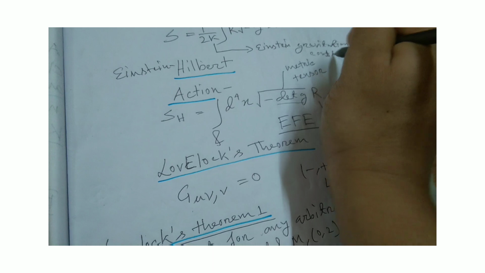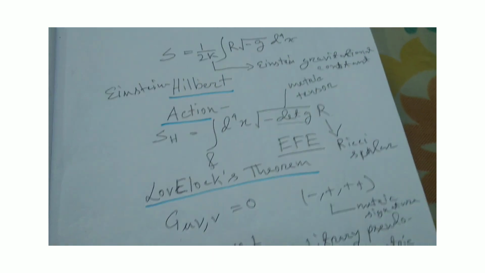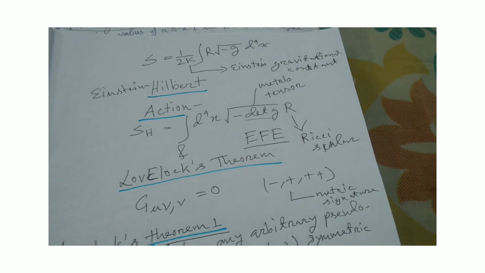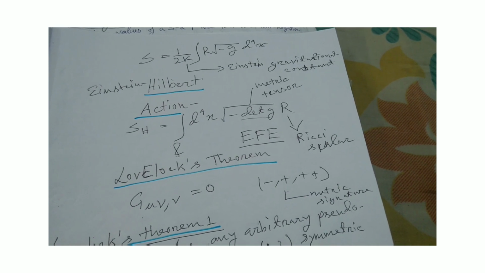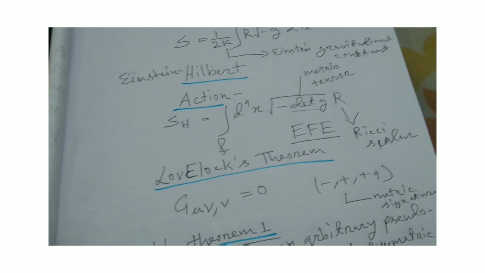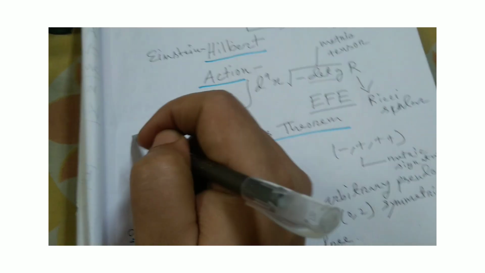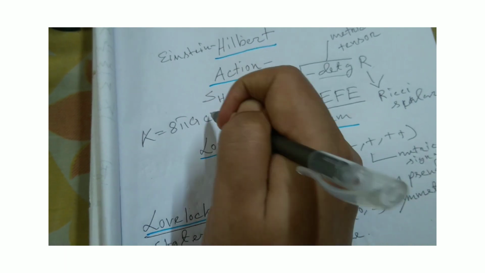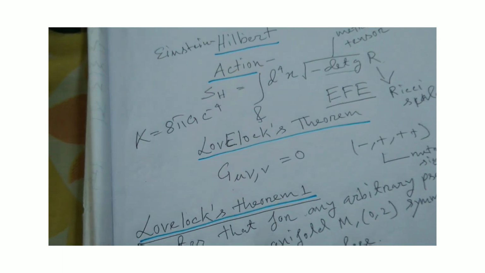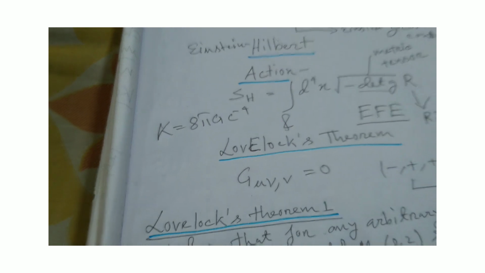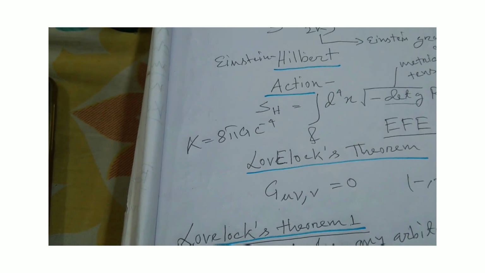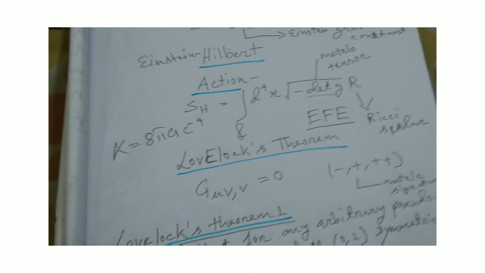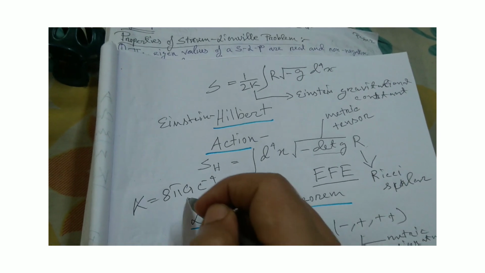Friends, I have already published on the Einstein field equations and discussed what the Einstein field equation is. Now I discuss the Einstein gravitational constant k. This k is equal to 8 pi G into c to the power minus 4, where G is the gravitational constant.